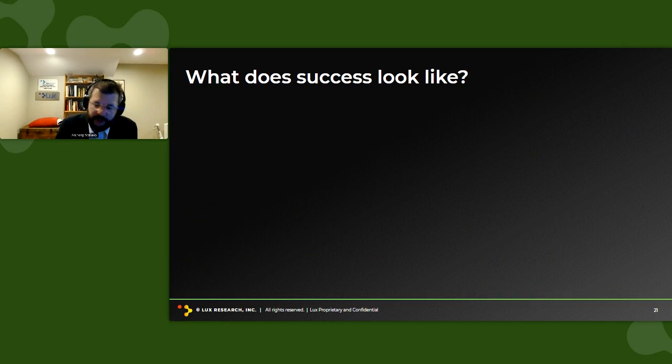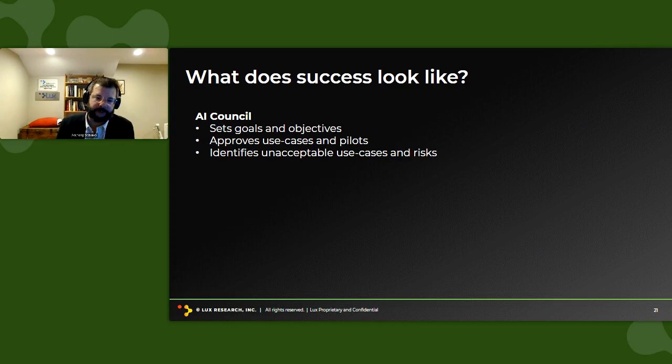So what does good actually look like in our view? Well, I think it starts with an AI council. You need to have some top-level body that's responsible for setting AI goals and objectives, approving use cases, approving pilots, and also identifying unacceptable risks.